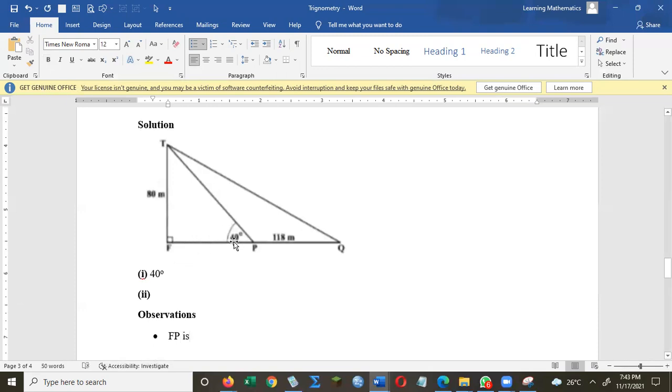FP is adjacent to 40 degrees. When you're making your observation, it's always good to talk about a length and an angle, the length in relation to the angle that is there. So they give us 40 degrees. So the length FP is adjacent to 40 degrees. Adjacent means next to.